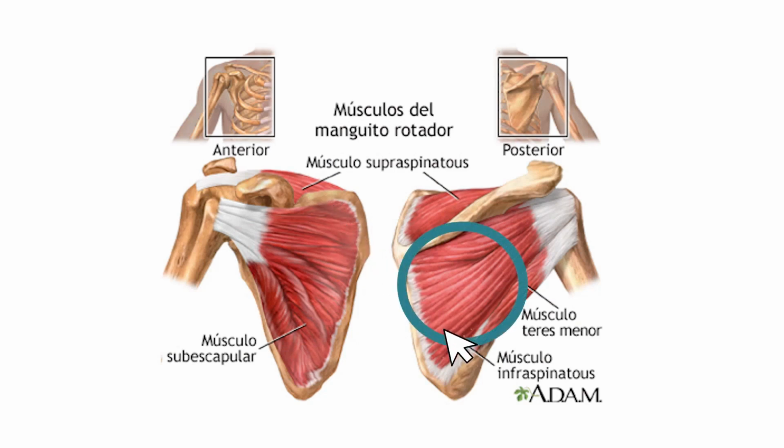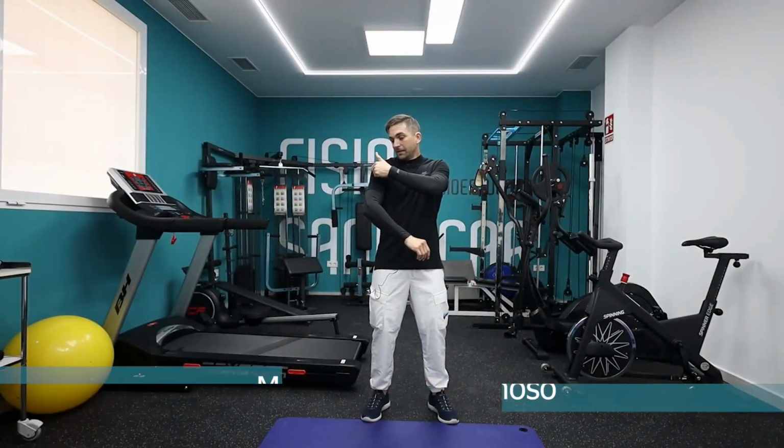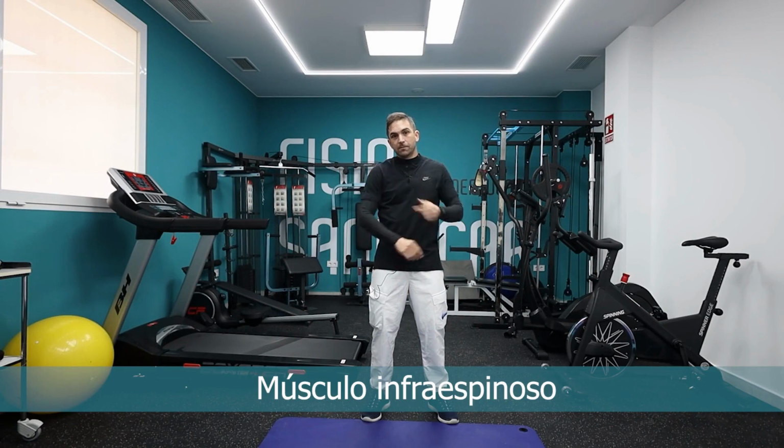It is also on the scapula, below the spine of the scapula. That's why it's called infraspinatus, and it inserts a little more towards the back of the arm. It is one of those responsible for performing external rotations. Below the infraspinatus is the teres minor, which performs a function very similar to the previous one, the infraspinatus.